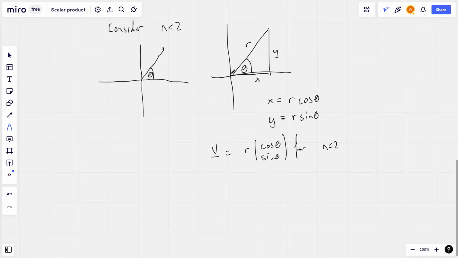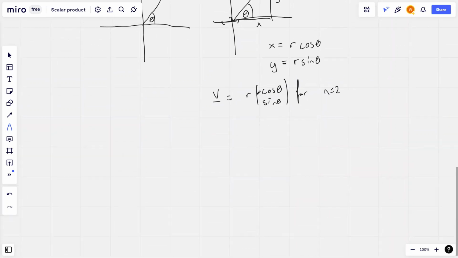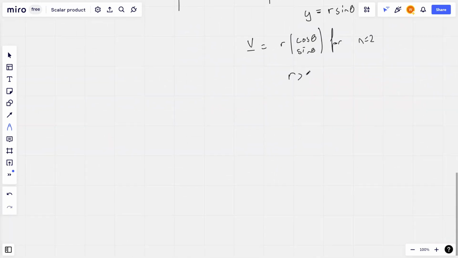Okay, so that's nice. However, what if we have an r of 0? What if we're at the origin? Then we can't find an angle, because surely it could be going this way, it could be going that way, it could be going this way. So we only define this to be the case for r being greater than 0.